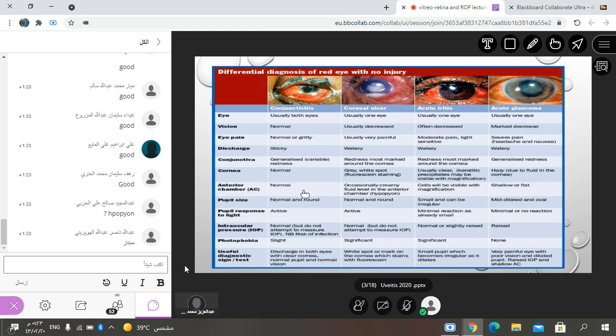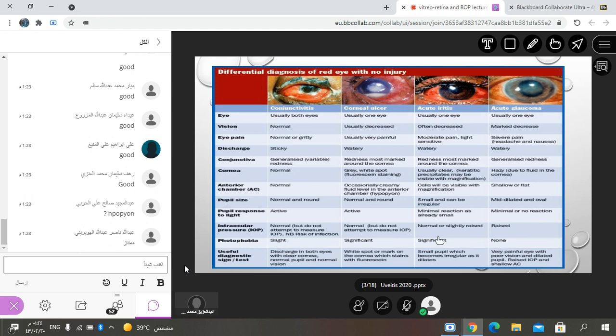The pupil size is normal or round in conjunctivitis. This is normal, and this is small irregular. This is mid-dilated oval. Pupil response to light is active, except in these two conditions, glaucoma or uveitis. It is minimally reactive and small. This sometimes does not react in acute congestive glaucoma. Intraocular pressure, this is variable, and this has to be normal, and this has to be normal, and this, of course, is stony hard. This is very high, more than 45 or 50 around.